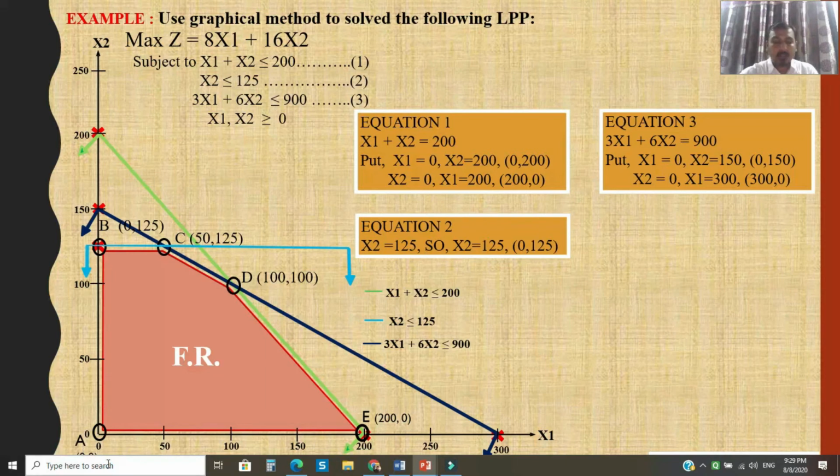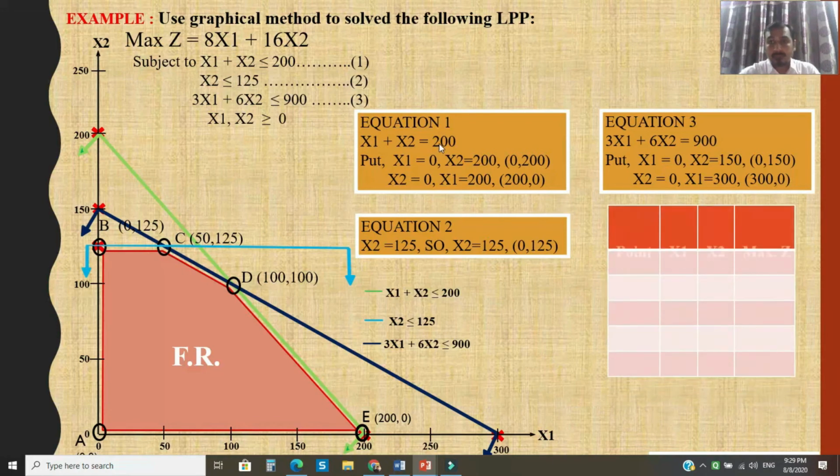Now put these points into the objective function, maximize z is equal to 8x1 plus 16x2. So in that we get the maximum value of z. In the first column we consider the extreme points A, B, C, D, E. Then x1, x2 are the coordinates for the different points, and maximize z. Z is equal to 8x1 plus 16x2. At point A, x1 0 and x2 0. Put this value in our objective function. So here we get the value of z is 0.